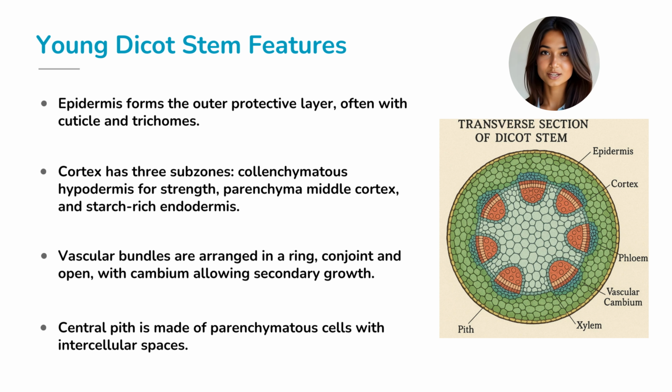Inside, we see a ring of vascular bundles. Each bundle is conjoint, open, and endarch, with xylem inside and phloem outside. Cambium is present, allowing secondary growth and thickening. At the center lies the pith, a storage area of parenchyma cells. Observe this TS of dicot stem. The ring of vascular bundles is the hallmark of dicots.